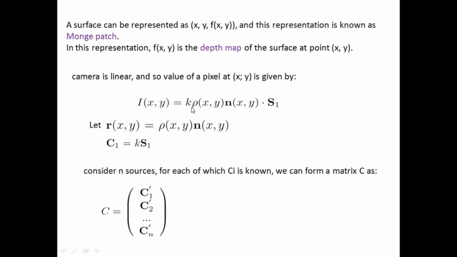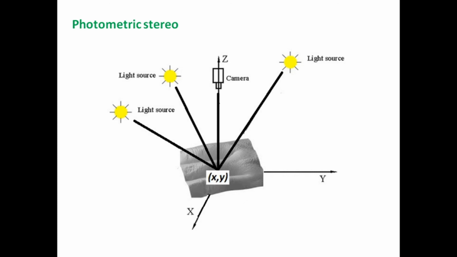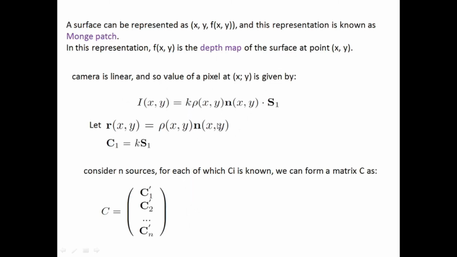Now what is this k? It is simply a camera constant. Rho of x comma y is the surface albedo, n is the surface normal, and s1 is the light source, because we may have plenty of sources. So light source 1 is s1, light source 2 is s2, light source 3 is s3, like that. Using one light source I will get one image, and using different light sources I will get different images.